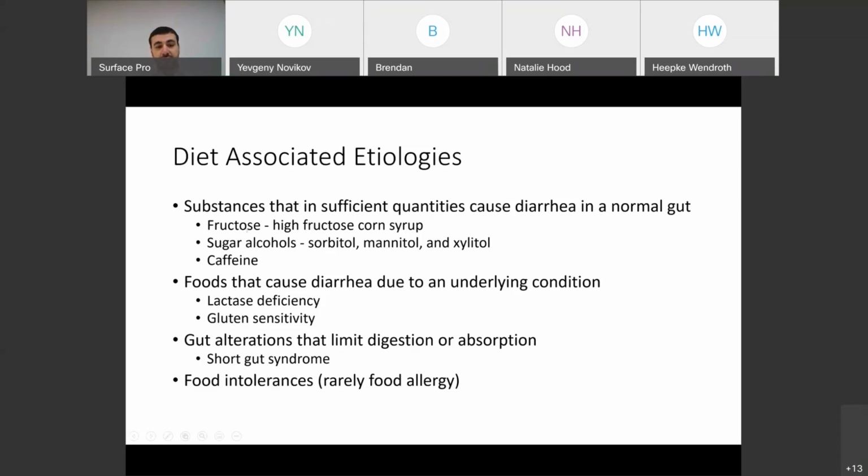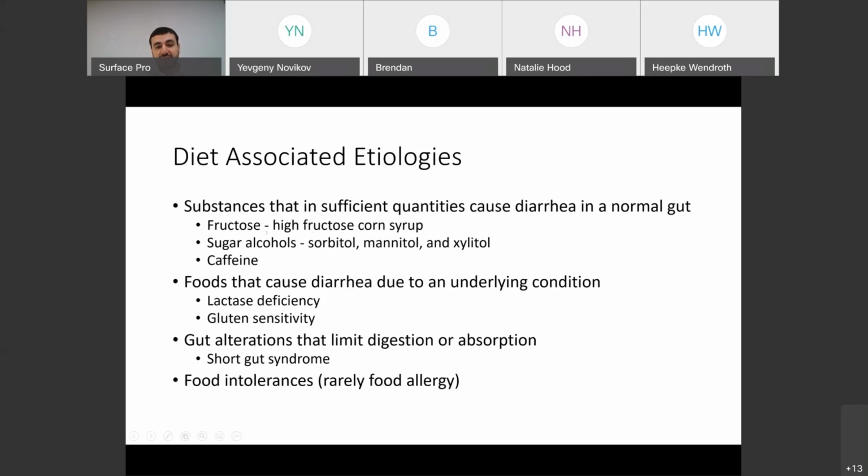Another common cause is sugar alcohol. These are sugar replacements found in sugar-free gum and other sugar-free products. And again, they cause an osmotic diarrhea. They're poorly absorbed and they pass right through you. And then caffeine.